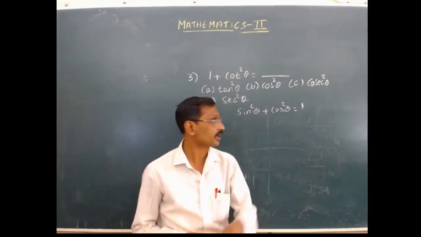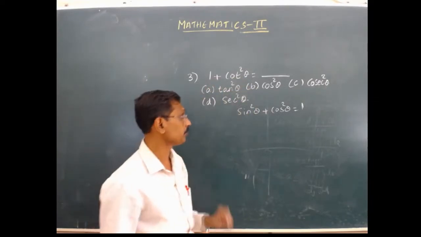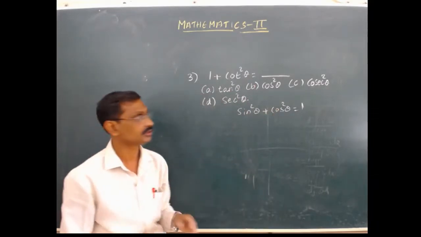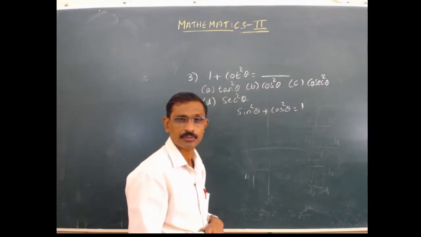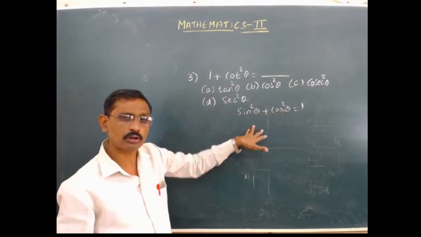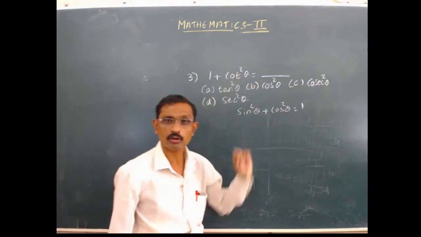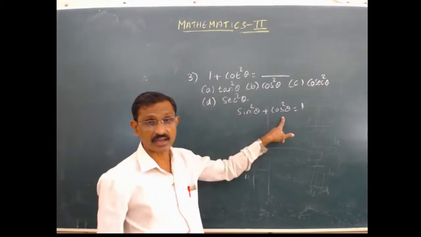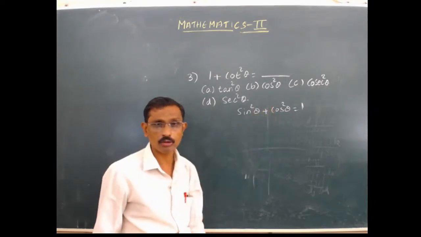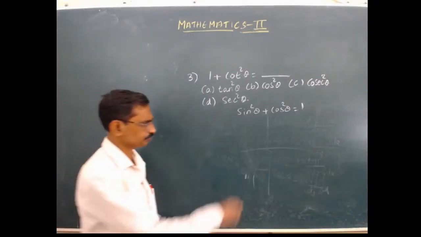Now, I want to get cot square theta. See, I have got sine square, I have got cos square. Can I get cot square theta? Cos upon sine gives cot, or if I put sine upon cos, it will give me tan, which I don't require here. If I divide by sine square or sine, check what I am going to get. Dividing both sides by sine square theta.